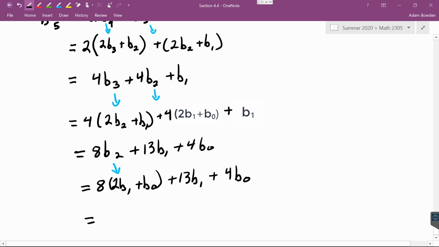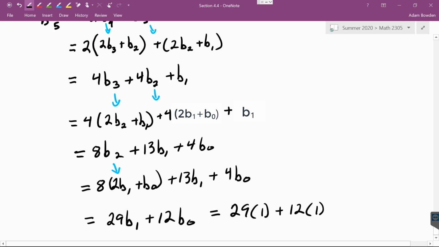So what we're going to get here when combining everything together is 29 b sub 1 plus 12 b sub 0. We know b sub 1 is equal to 1, and b sub 0 is equal to 1. So when we add this all together, we'll get 41.